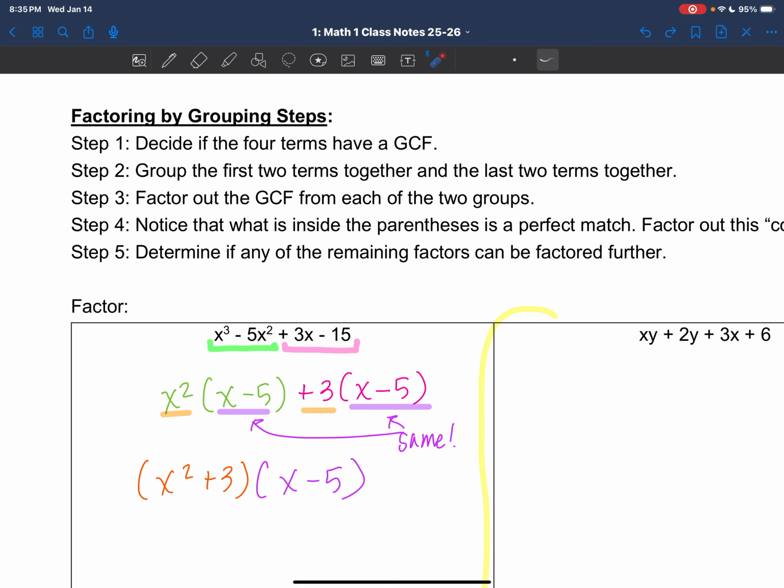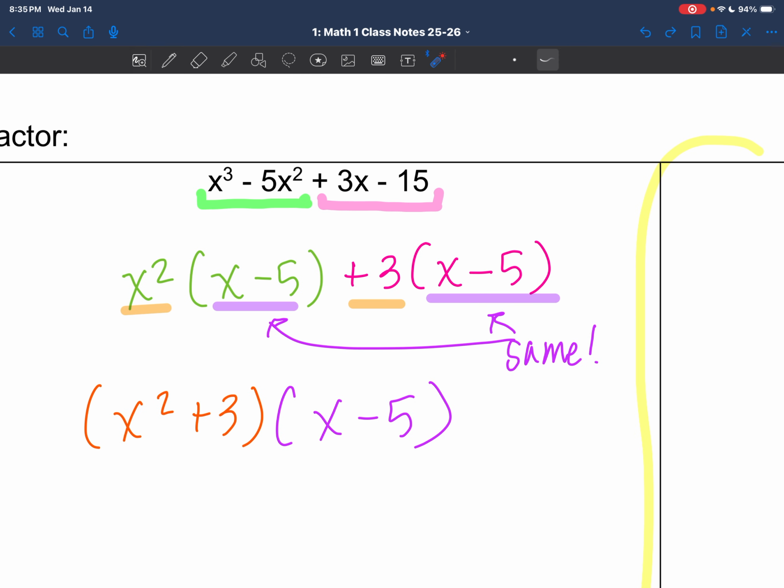So we're going to group it here, or you could do it like this, that's fine, either way works. So what we're going to do is look at these. When I look at the green section, I notice they both have at least an x squared in common. So I'm going to factor out an x squared. This would be the GCF of this part.